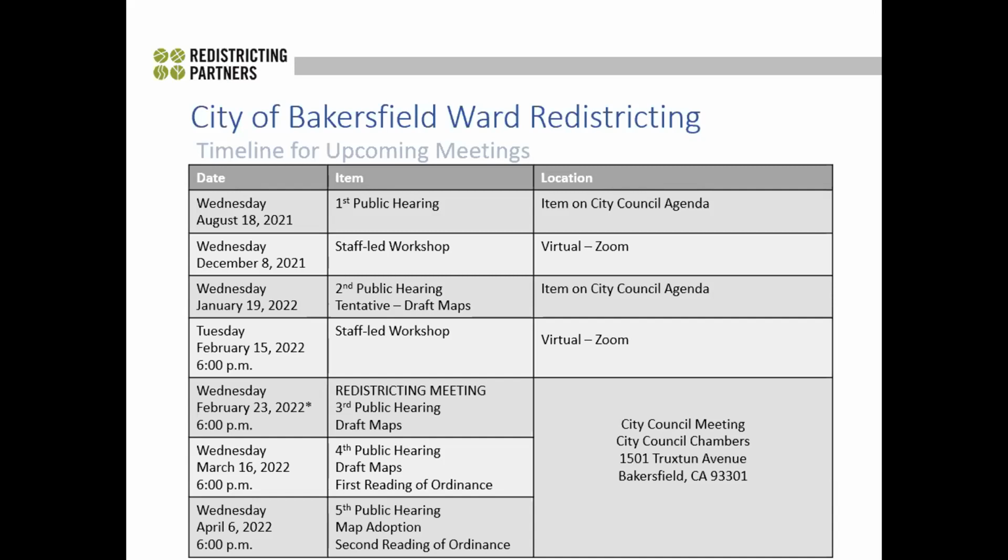And the next 3 meetings will all be public hearings. They will all be during City Council meetings, and City Council meetings are held in the City Council chambers. The address is listed at the bottom. All of those meetings will be agendized to be heard at 6:00 p.m. The meetings themselves do begin at 5:15 p.m. If there are any items on the agenda prior to the meeting, they will be paused to start the meeting as close to 6 p.m. as possible.